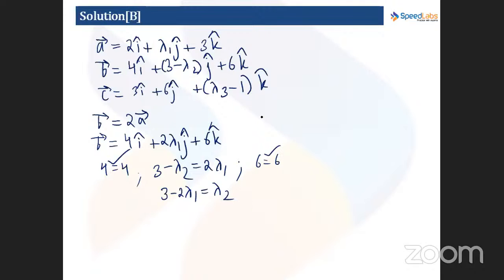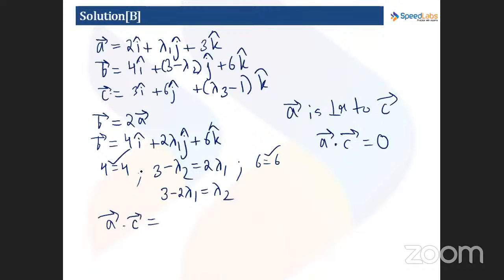Now what is the other thing given in this question? It is given that A is perpendicular to C vector. And as I told in the previous question, whenever you come across this statement, the first thing that should come into your mind is that A dot C will be equal to 0. Now what is A dot C?